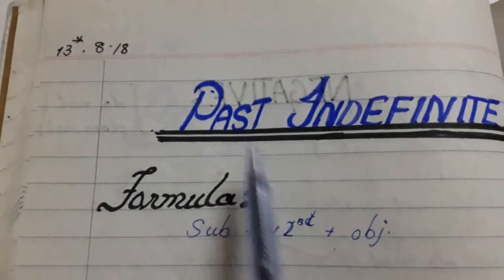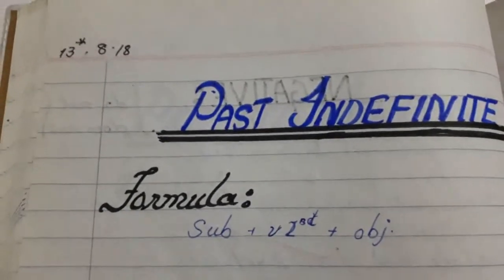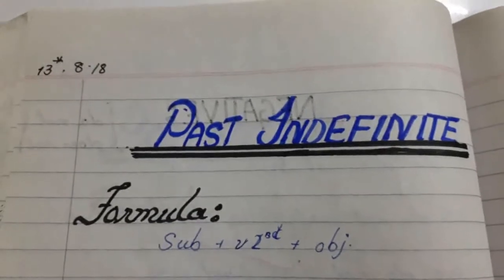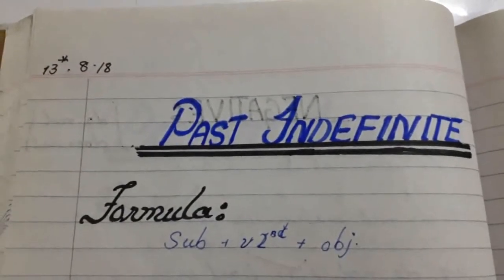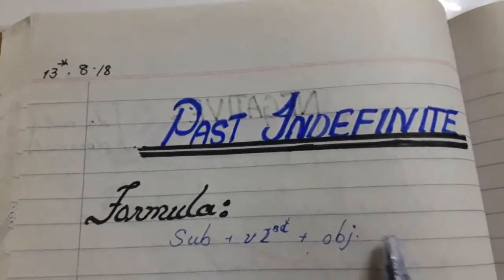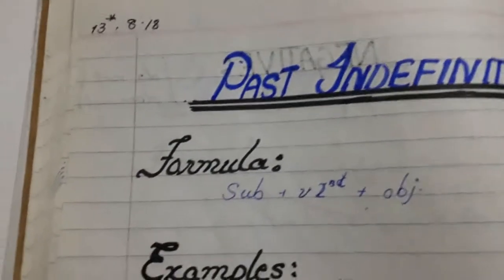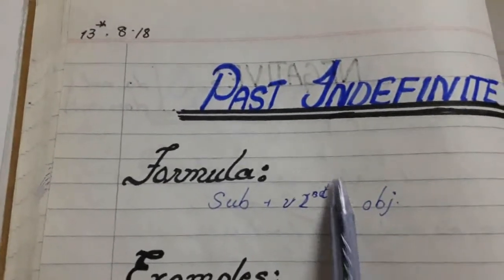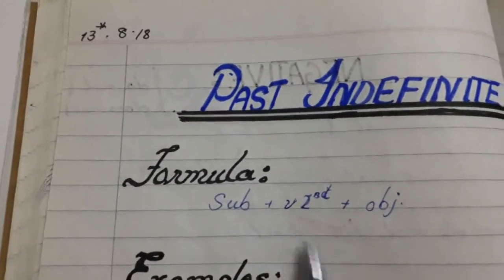In past indefinite we use second form of verb, while in present indefinite we use first form of verb. So this is the difference. For present indefinite, first form of verb; past indefinite, second form of verb, then object. There is no such thing of adding s or es. We are just going to use second form of verb.